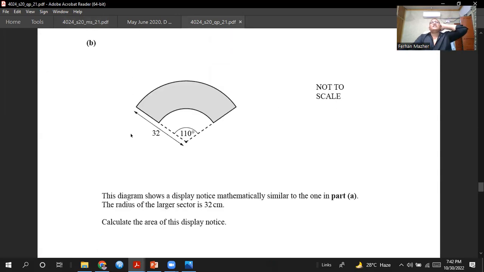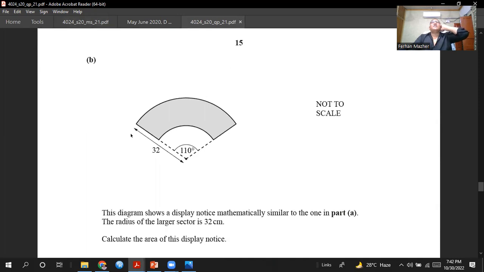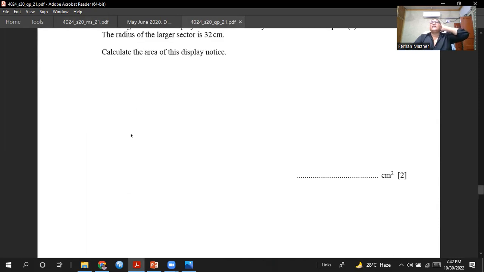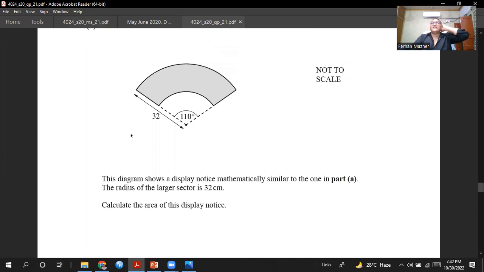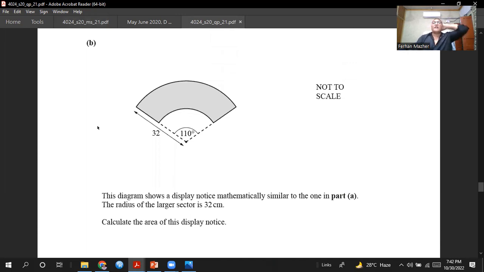Now, the next question is the B part of question number 8, and it's a 2 marks question. The diagram shows a display notice mathematically similar to the one in part A. The radius of the larger sector is 32. In the previous figure, the radius of the larger sector was 80. So calculate the area of this display notice.